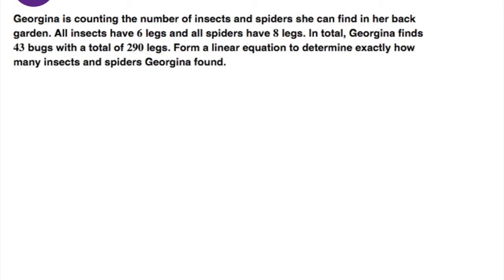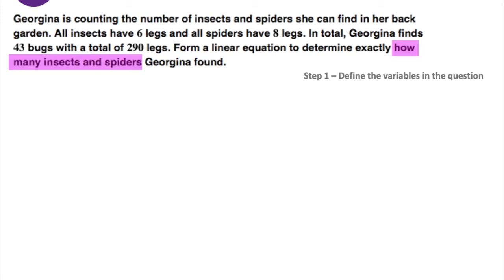So in example one, Georgina is counting the number of insects and spiders she can find in her back garden. All insects have 6 legs, and all spiders have 8 legs. In total, Georgina finds 43 bugs with a total of 290 legs. The question is asking us to form a linear equation to determine exactly how many insects and spiders that Georgina found. So applying our 4 steps, the first step is to define the variables in the question.